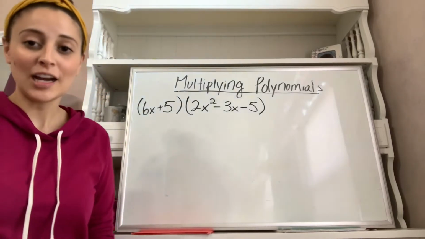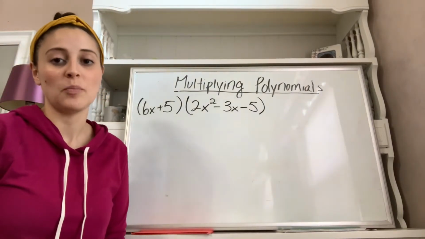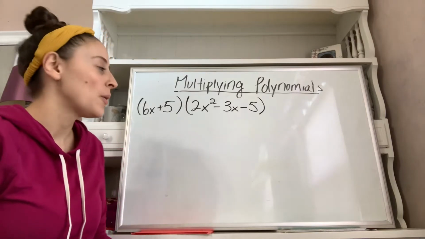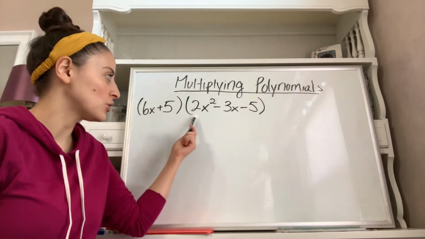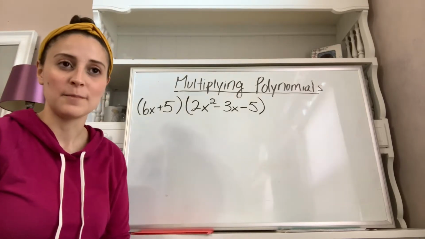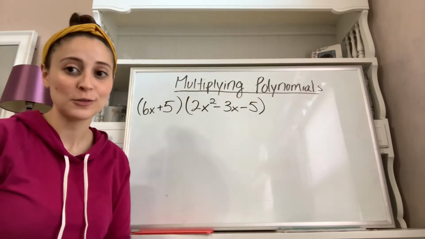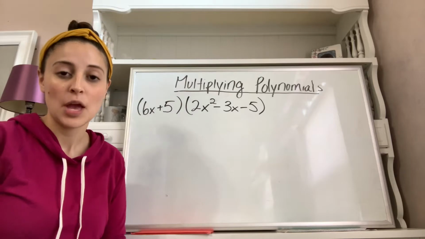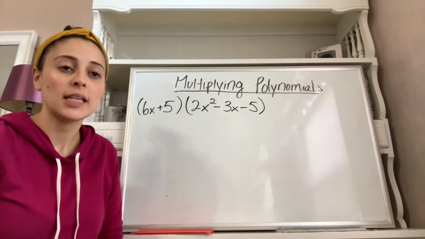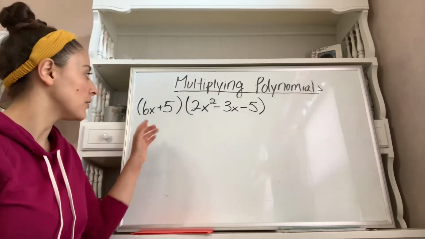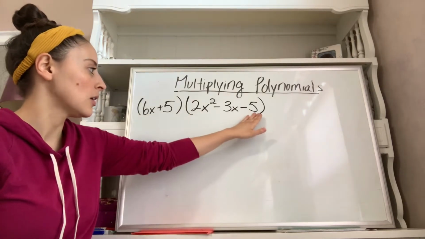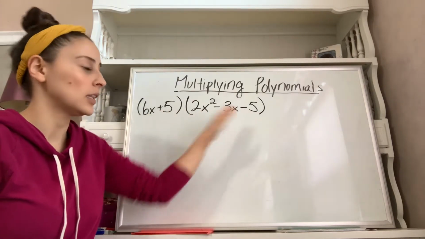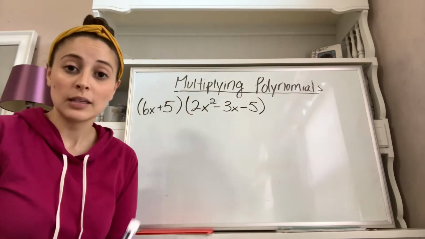Okay, so now we know how to multiply binomials by binomials. But what happens when we have a binomial times a trinomial? We can't use FOIL, right? We can't use that acronym, but we can still use the same concept of, I know I need to multiply this 6x by everything in this quantity and this 5 by everything in this quantity. So that's exactly what we're going to do.